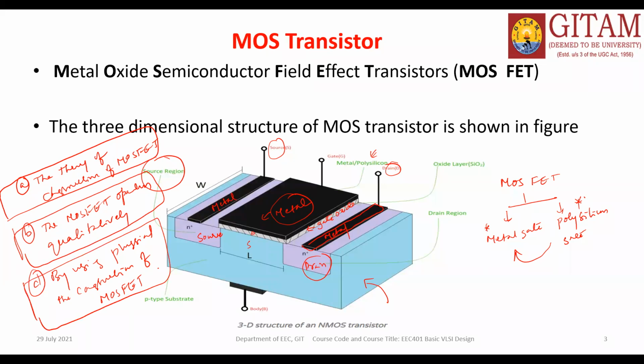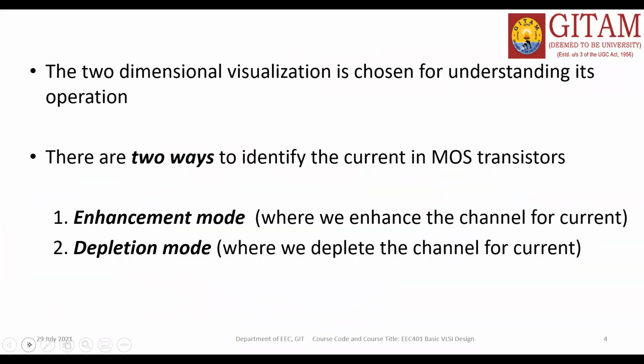Okay, fine. As I mentioned, the MOSFET can be operated in two ways. One is called enhancement mode, another is called depletion mode. Why is it called enhancement mode? Because we enhance the channel for the current. If more and more current is required, we have to enhance the channel. For example, we consider this MOS transistor, the gate polysilicon.